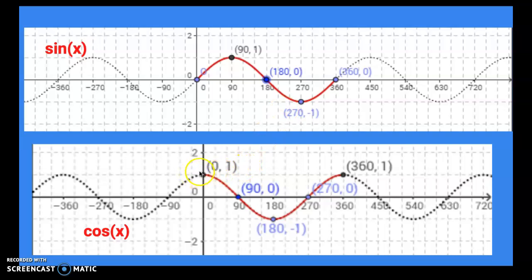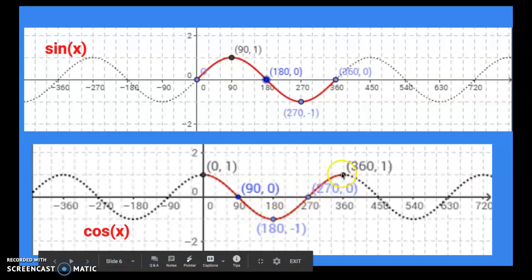Cosine, if we did that graph, is the exact same curve, you'll notice, but it's shifted. So now the peak of it starts on the y-axis. So it starts at 1 and goes to 0 at 90, goes to negative 1, and up to 1 at 360 degrees.